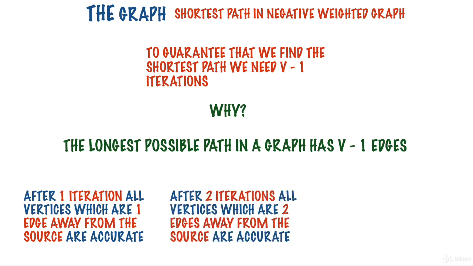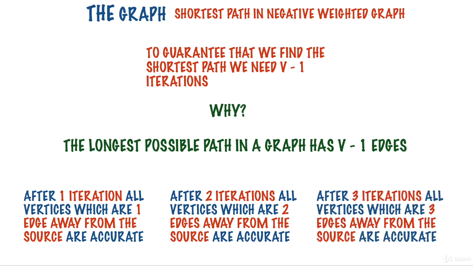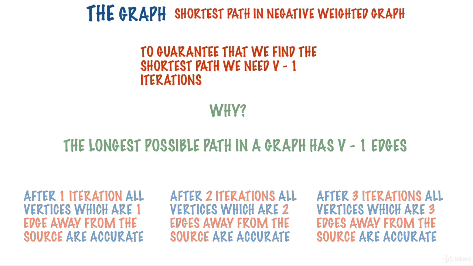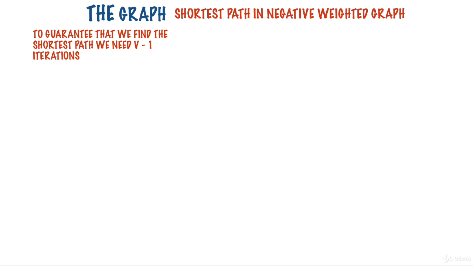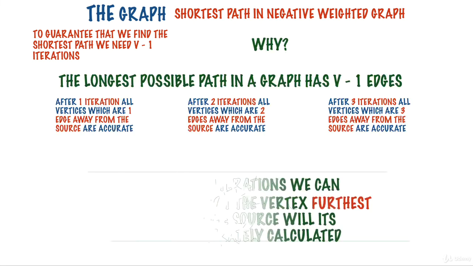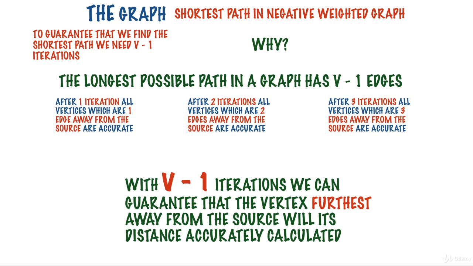After two iterations, all vertices which are two edges away from the source vertex are accurate. That's because we would have successfully explored all paths which are two edges away from the source. So all paths which lead to vertices two edges away would have been explored. We will have accurate distance information for those vertices. And after three iterations, all vertices which are at a distance of three edges away from the source will have accurate distance information associated with them. So at every iteration, we have accurate distance information for vertices that many edges away from the source.